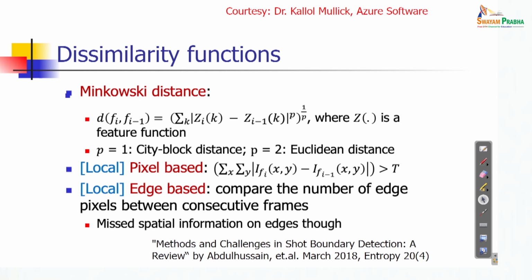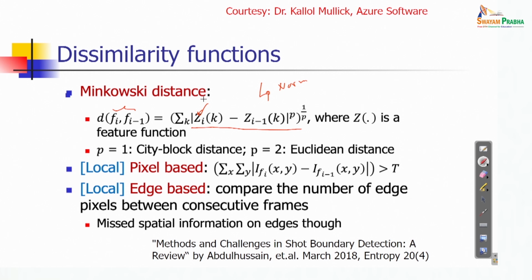Now, regarding the feature vector representations and also the kind of dissimilarity functions used in the threshold based approaches, let me throw some more light on it. The distance function you use is a standard distance function that you can see here. It's basically the Lp norm, called the Minkowski distance, and you are computing the distance between consecutive frames, where Zik is the respective feature vector representing a particular frame.